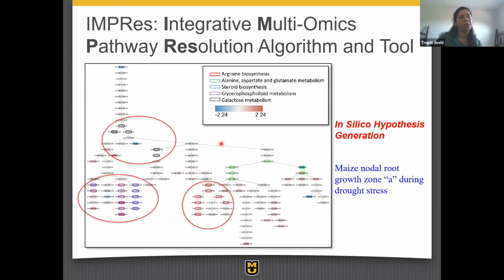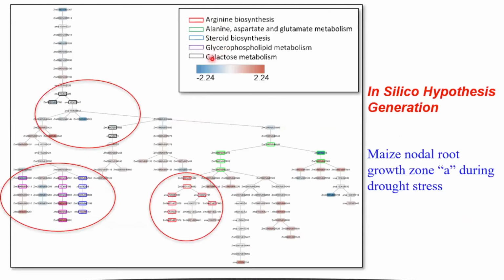But when we apply this to our maize nodal root system, you can see it pulls up 5 significant pathways for our root zone A, which is the tip of the root, which is showing most of the cell elongation and progressive growth. And so you see the color coding in the boxes tells you the pathways and the genes associated with that. And then the color inside the box tells you whether they were downregulated or upregulated genes.